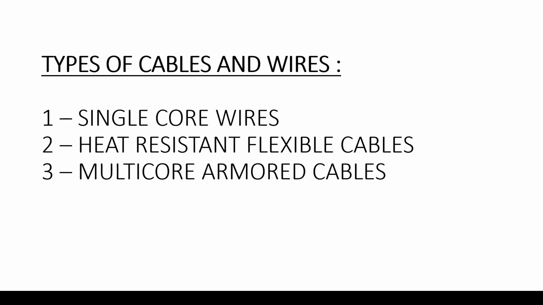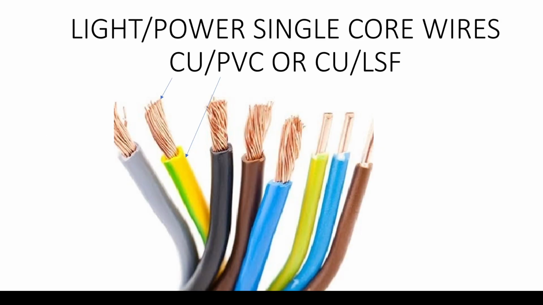To simplify it, I will categorize cables and wires in 3 categories. First of all, the single core wires. Number 2, heat-resistant flexible cables, and number 3, multi-core armored cables. So, single-core cables or wires are mainly used for light and power circuits, for small light and power circuits, as you can see in the picture. Their annotation goes as CU/PVC or CU/LSF.